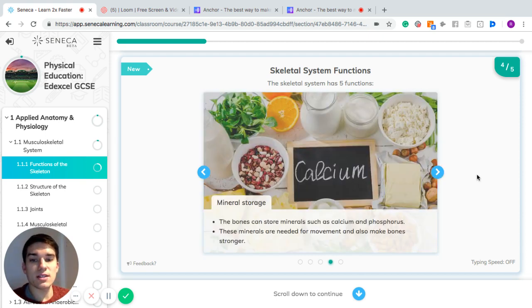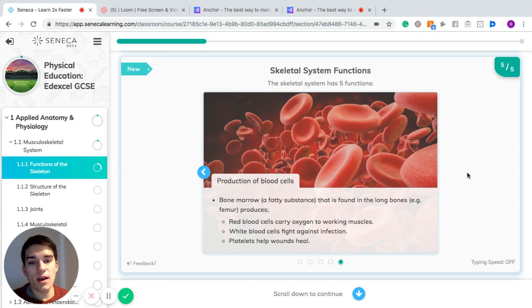Fourth function of the skeletal system is mineral storage. So it stores things like calcium and phosphorus in your bones, and these minerals are needed to make bones stronger as well. And the last function of the skeletal system is to produce blood cells.